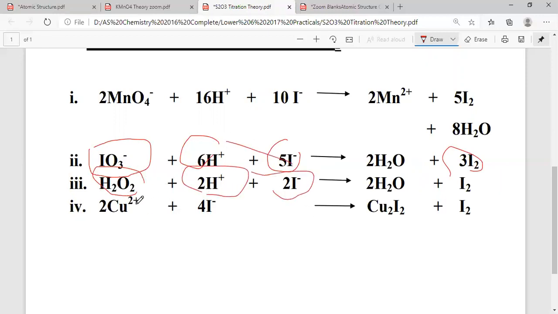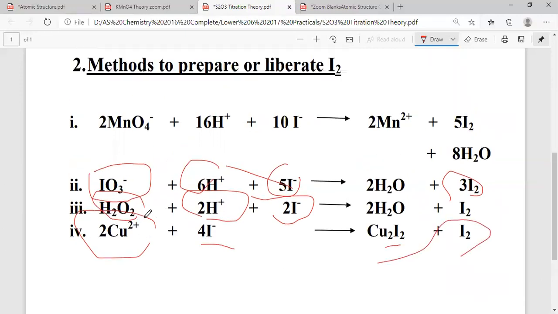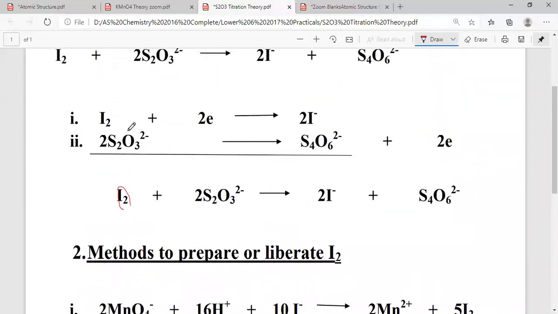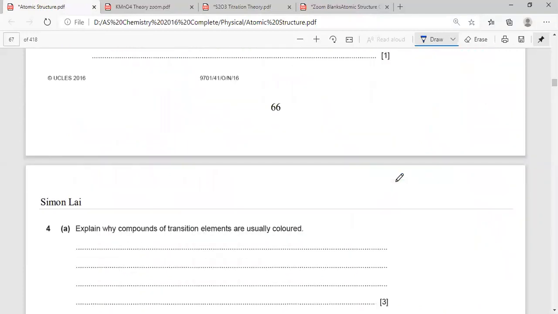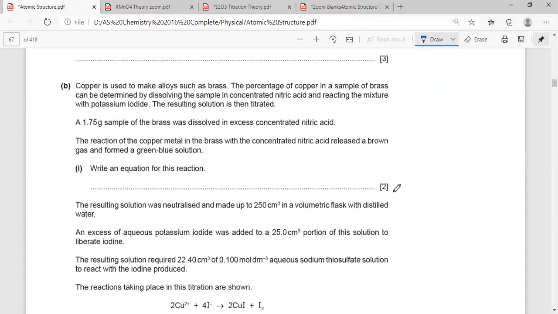Now copper: Cu2+ plus KI alone gives you your copper(I) iodide and iodine. This is the one we're doing now. Okay, copper. The main titrating substance is thiosulphate. Like earlier, the main titrating substance was your KMnO4. Okay, now let's look here. Right, the last question is on page 67. Okay, next page here.